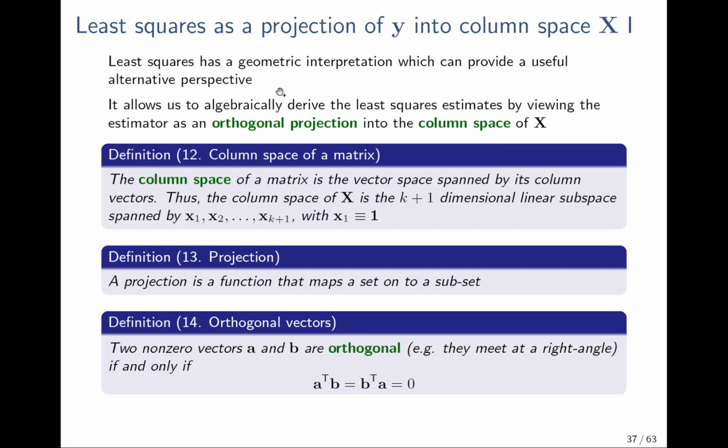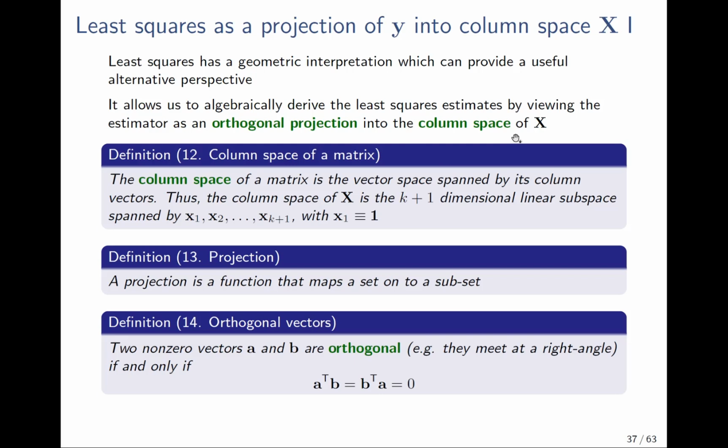But importantly, what this is going to do is it's going to allow us to algebraically derive the least squares estimator, beta hat, without using calculus or without using optimization. We're going to do it just by making some assumptions about the geometrical relationship between the design matrix X and the error vector E. So we're going to view least squares as an orthogonal projection into the column space of X, and we'll start by defining what those components of this perspective mean.